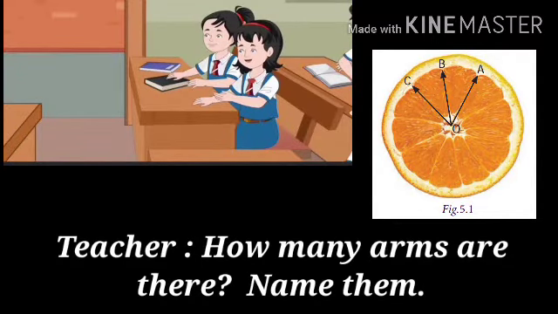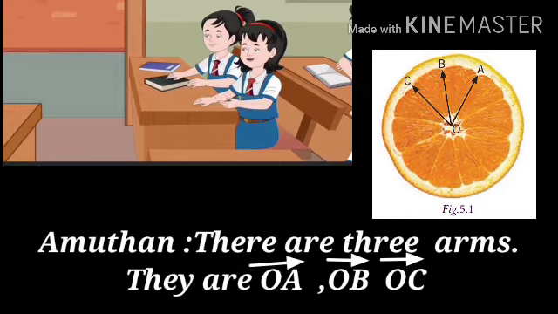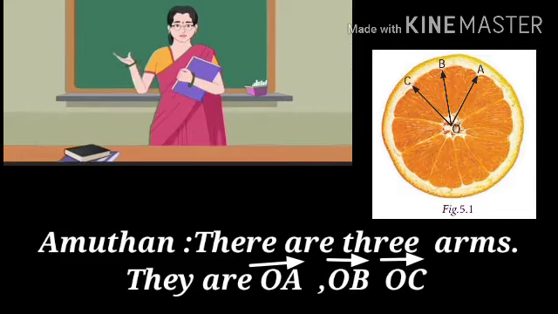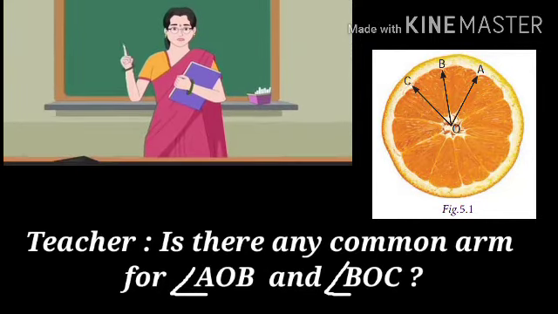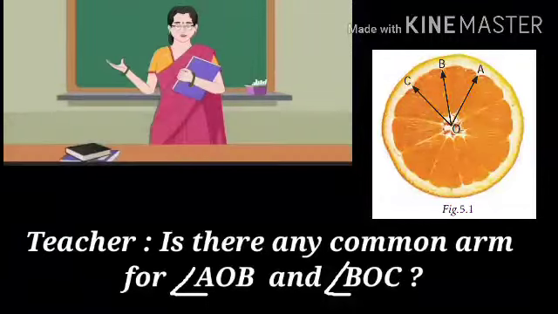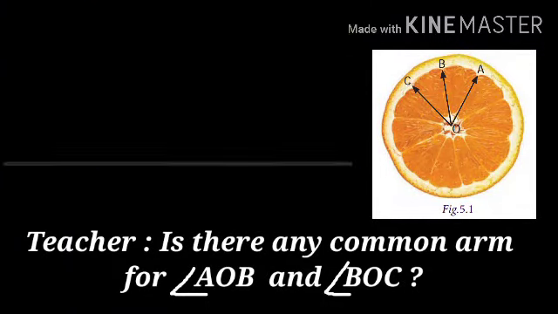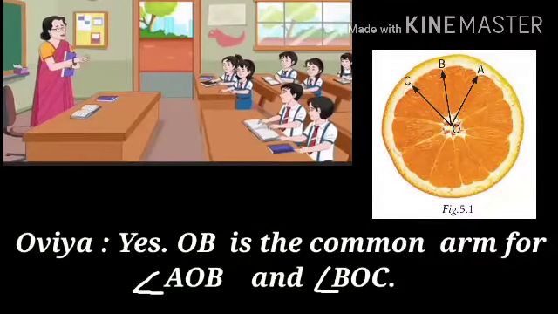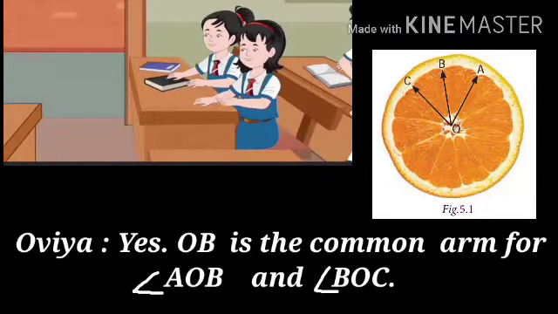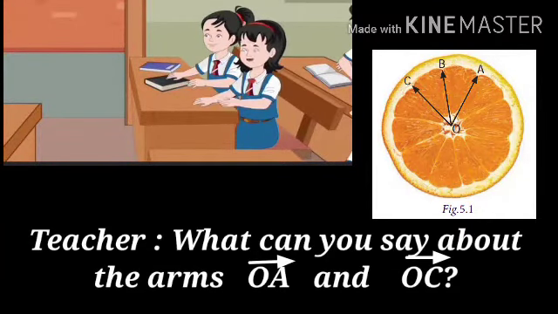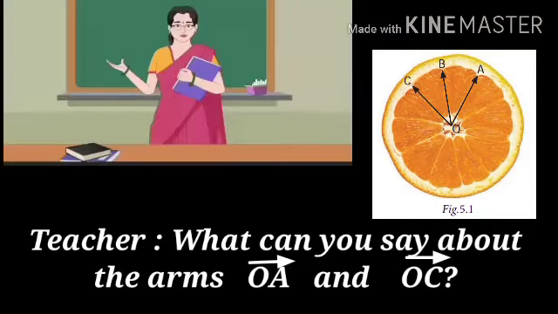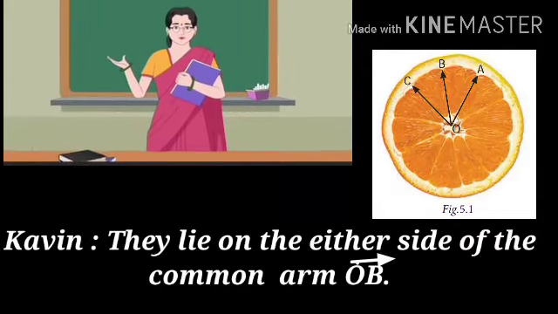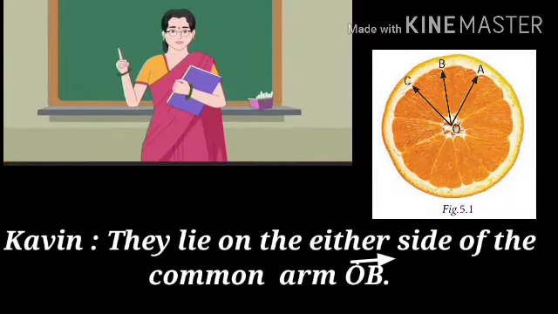Teacher: How many arms are there? Name them. There are 3 arms. They are OA, OB and OC. Teacher: Is there any common arm for angle AOB and angle BOC? Ovia: Yes, OB is the common arm for angle AOB and angle BOC. Teacher: What can you say about the arms OA and OC? Kavin: They lie on either side of the common arm OB.